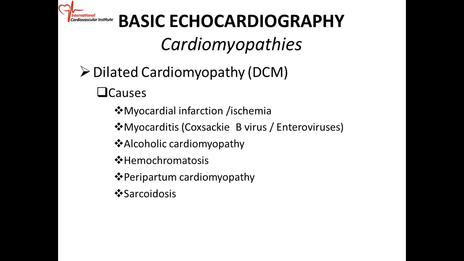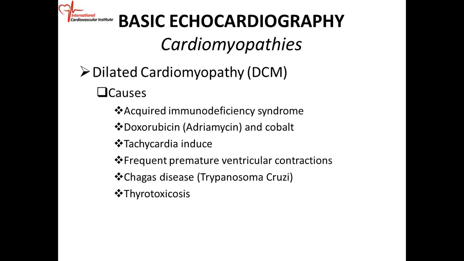Sarcoidosis is a connective tissue disorder, and it can affect the heart, and you can get a dilated cardiomyopathy as well. Other things such as AIDS, acquired immunodeficiency syndrome. So AIDS can weaken the heart muscle and give you a dilated cardiomyopathy.